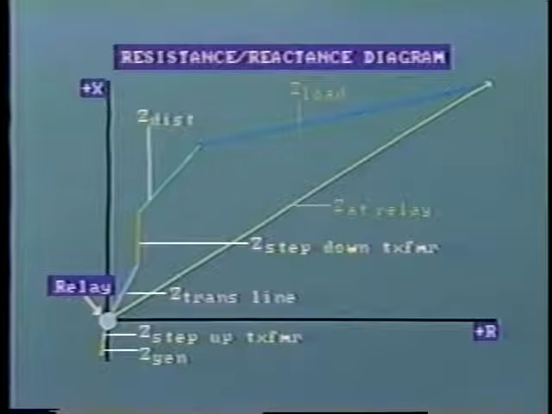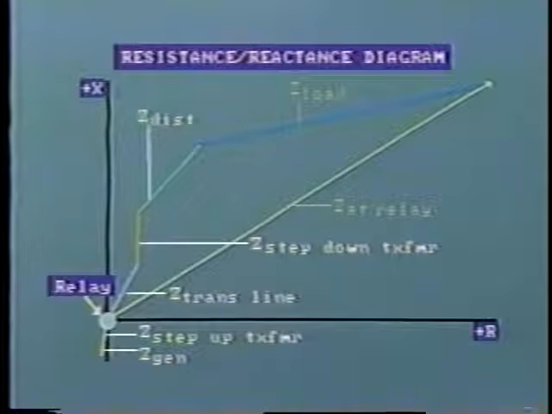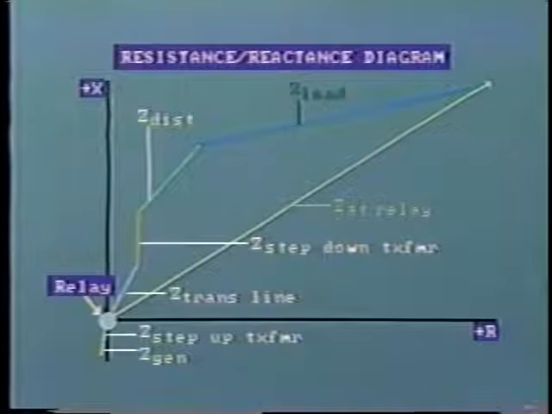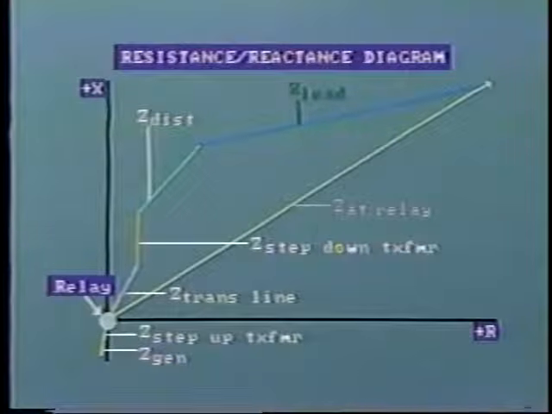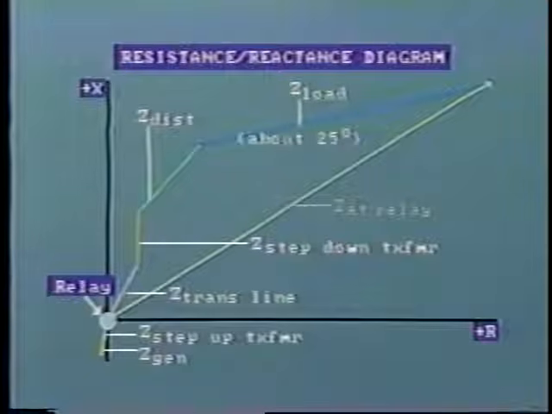And here is the combined impedance of the distribution line and distribution transformer. Note that the impedance of the distribution system is at a lower phase angle, at about 40 degrees. And here we add the impedance of the load, which is of much higher magnitude and also at a much lower phase angle. The power factor of the load is generally in the order of 0.9 to 0.95.